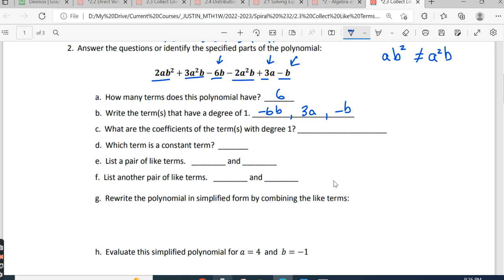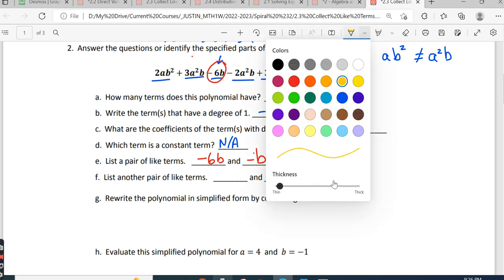What are the coefficients of the terms with degree 1? It looks like there's a negative 6, a 3, and a negative 1. Which term is the constant term? Is there a constant term in this one? I don't see a number on its own, so I'm going to put NA for not available. List a pair of like terms. Let's choose an easy one. These two are clearly like terms: negative 6b and negative b.